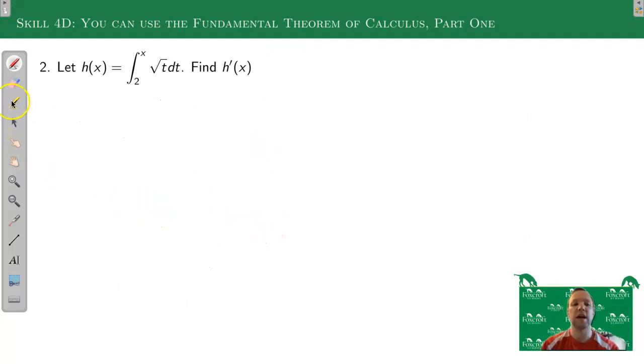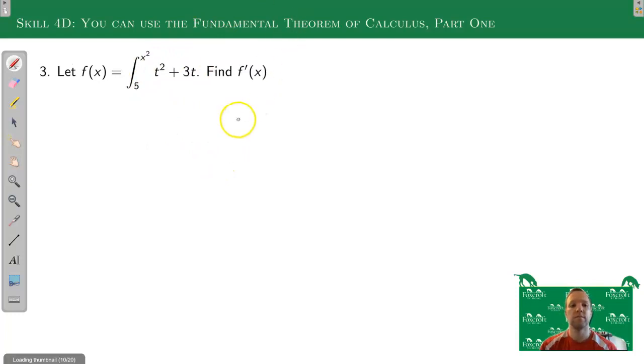All right, next is just a straight application of what we had to do in that part C. If I just want to find the derivative of this accumulation function, again, just take that x and plug it in. The answer is very simply just the square root of x. All right, nothing else to do. Fundamental theorem of calculus, when you know it, the application is really simple. You just plug in a letter into a function.